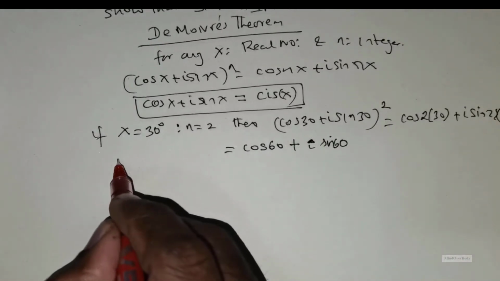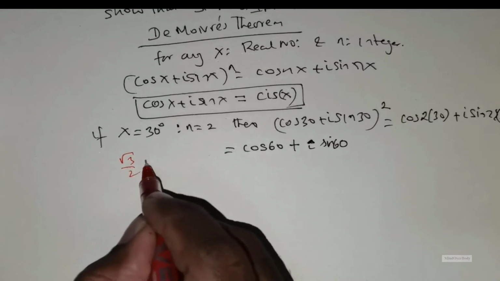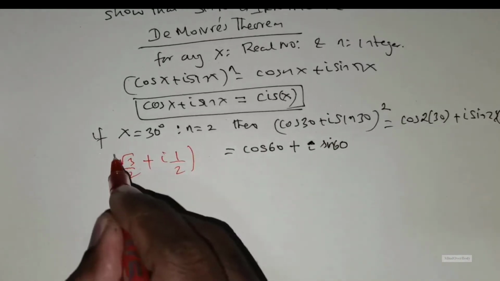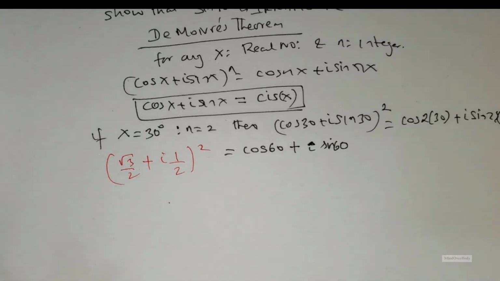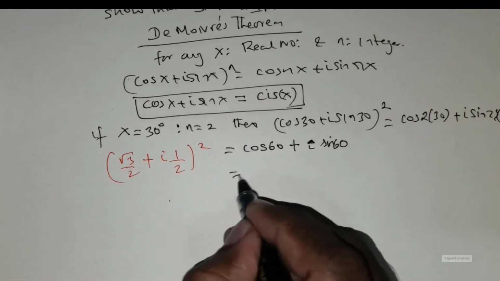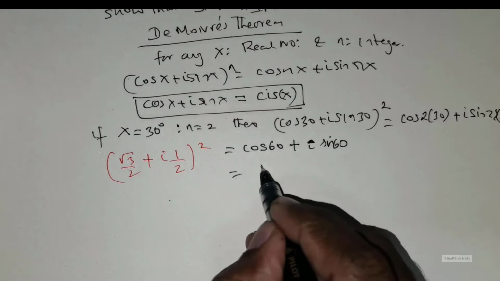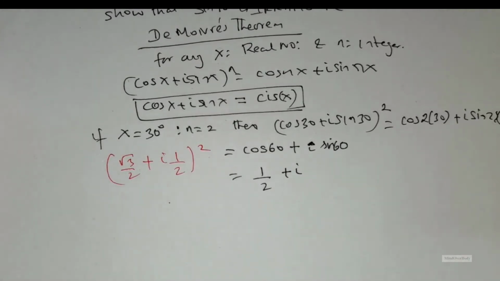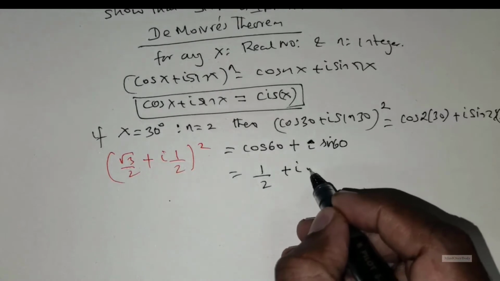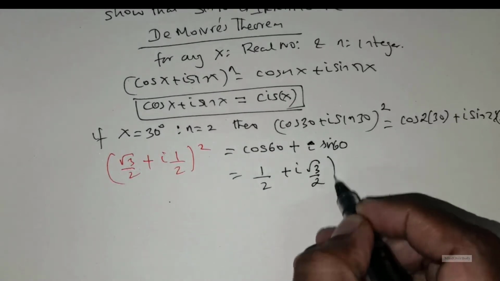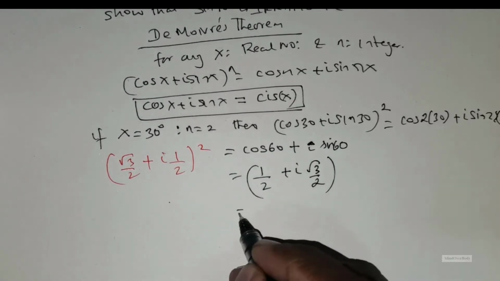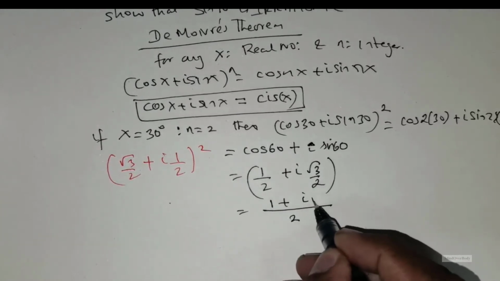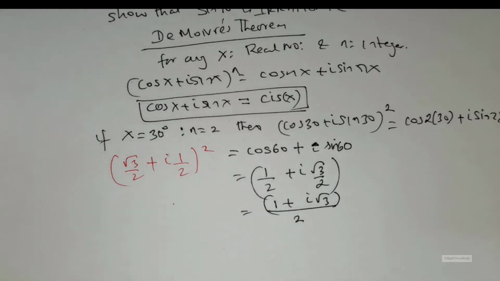Now we know cos 30 to be root 3 over 2 + i times sin 30, which is 1 over 2, raised to the power 2. Now this can be rewritten. Cos 60 is 1 over 2 + i times sin 60. Sin 60 is going to be root 3 over 2. Now if I were to take the LCM for this, it's going to be 2, and 1 + i times root 3. So this is on the right side.